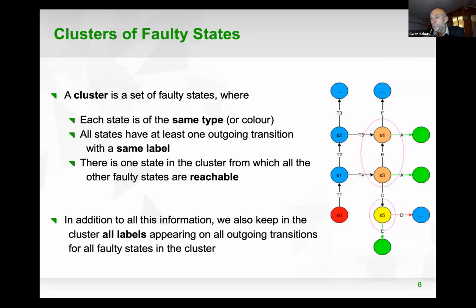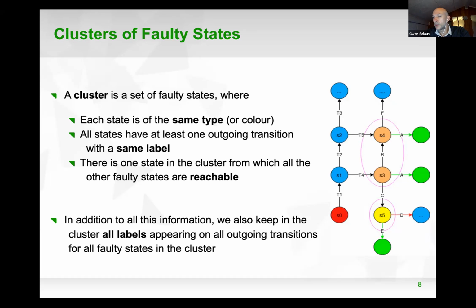So in this work, we define a notion of clusters of faulty states that aim at simplifying the debugging task, as we'll show later on with a case study. A cluster is a group of faulty states and is defined as follows. Each state in a cluster is of the same type or color. All faulty states in a cluster have at least 1 common outgoing label, meaning they correspond to the same portion of specification. And finally, there is 1 faulty state in the cluster from which all the other ones are reachable.